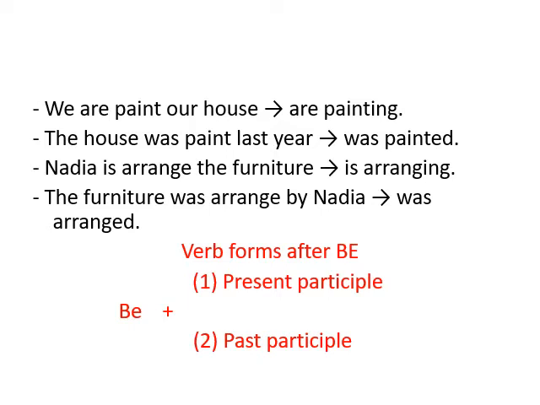She is the subject, Nadia. The furniture, that's the object, was arranged by Nadia. طيب, يبقى be, ايه الverb forms after be? Be plus the present participle to make a continuous form of the verb, or be plus the past participle when we have a passive voice sentence.